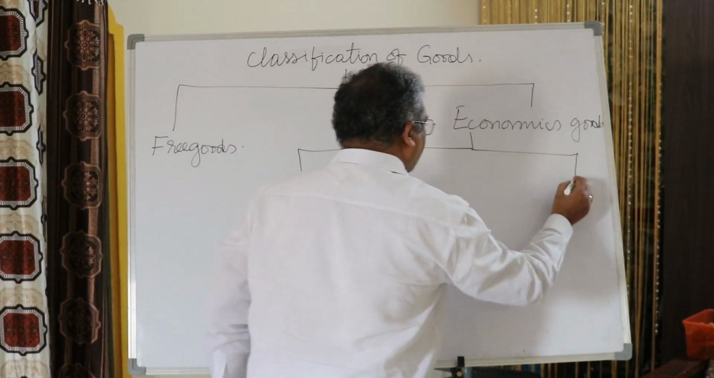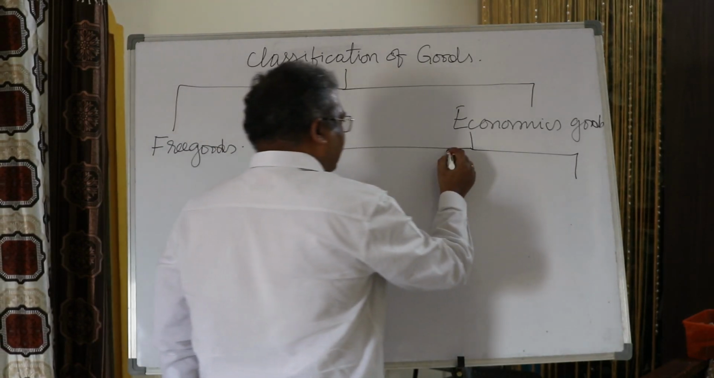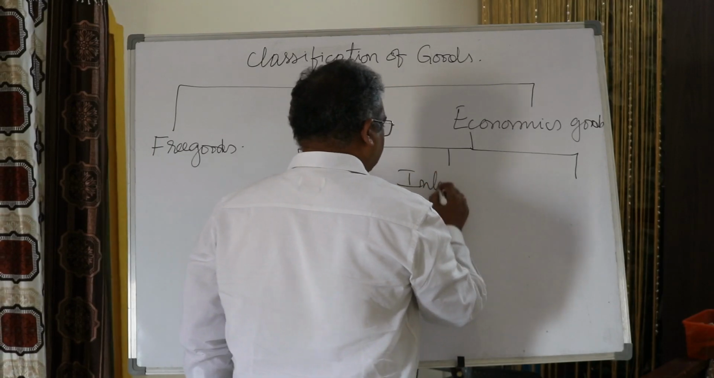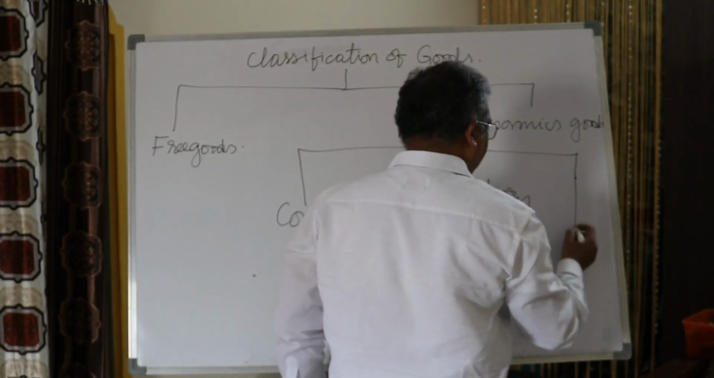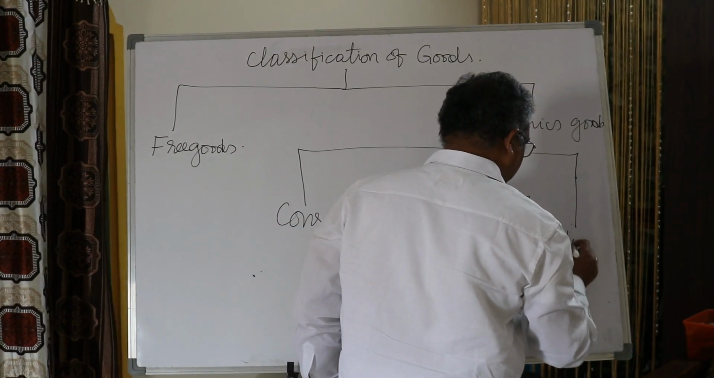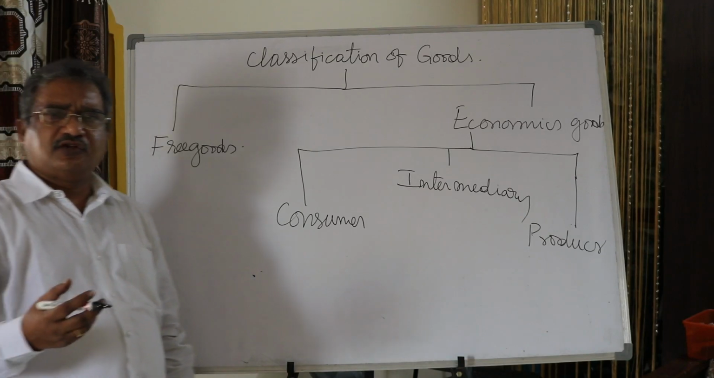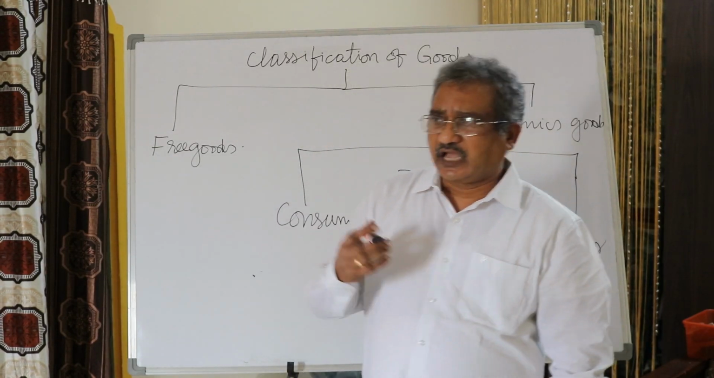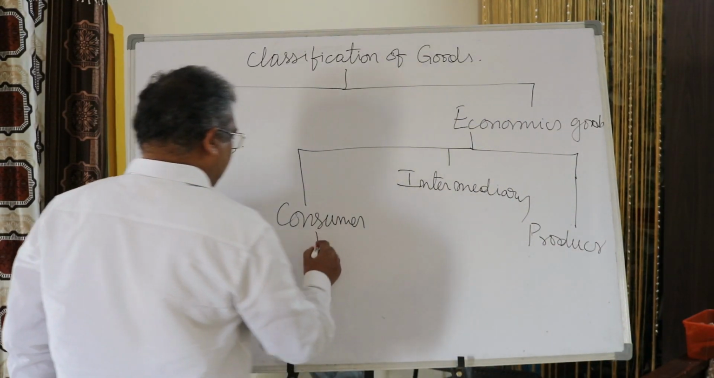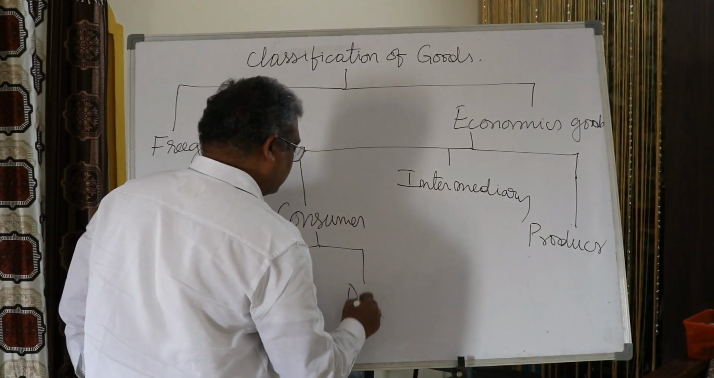Now economic goods are again classified into three types. One is consumer goods, another is intermediary goods, and the last one is producer goods. Consumer goods are used by the consumer to satisfy his wants. Consumer goods are again of two types. One is perishable goods and another is durable goods.